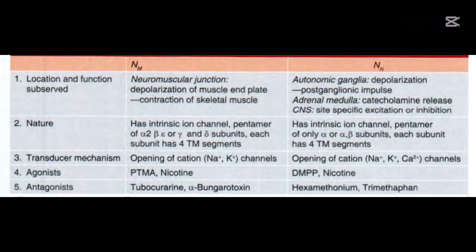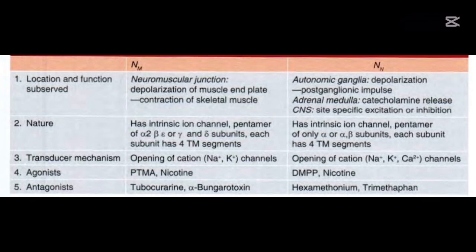Now, also in the CNS, I told you, there are also cholinergic neurons in the CNS, and when they are released, what happens? They are present for cognition, they are present for learning, they are present for memories, and all that stuff. But for the NM receptor, they are present in skeletal muscle, while for the NN receptor, they are present in autonomic ganglia.